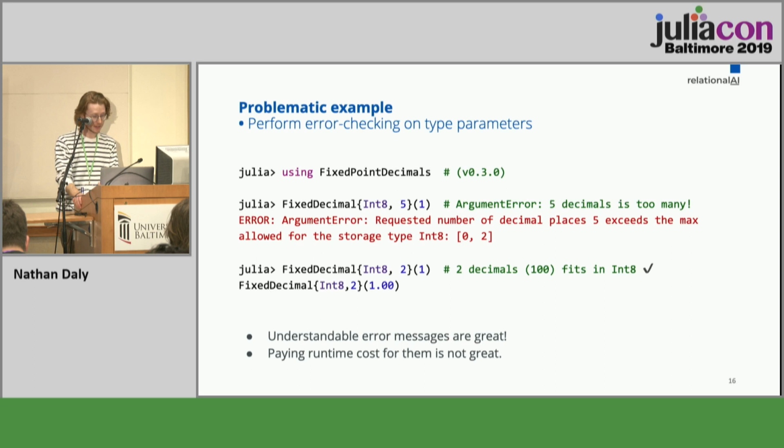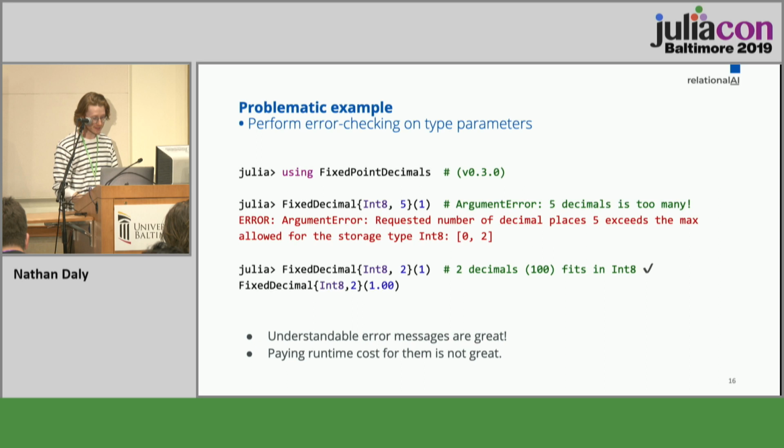But we don't want to have to pay for those understandable error messages, especially not in a loop. So this is in a constructor. Every time you add 2 fixed decimals and it constructs the resulting value, you run this error checking. Even though those 2 fixed decimals have the same type, and adding them gives you the same type, you're still going to run this error checking on every operation. And that's fine if it's cheap, but it's not fine if it's not cheap.